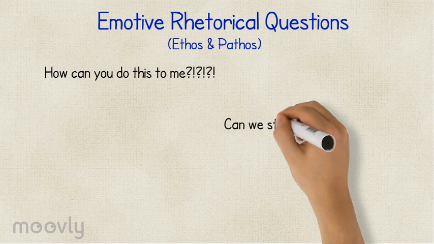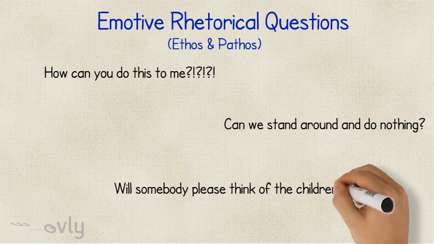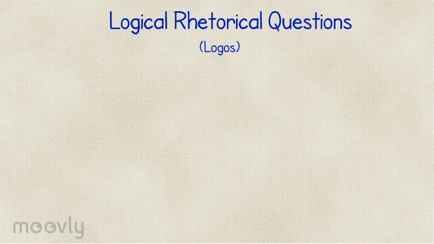Another one is, "Can we stand around and do nothing?" This again appeals to our sense of guilt and makes us want to stand up and do something. A rhetorical question that's very common and quite cliche is, "Will somebody please think of the children?" This rhetorical question makes us feel like action has to be taken, that there is no other option. And that's how these rhetorical questions appeal to our emotions in quite a powerful way.